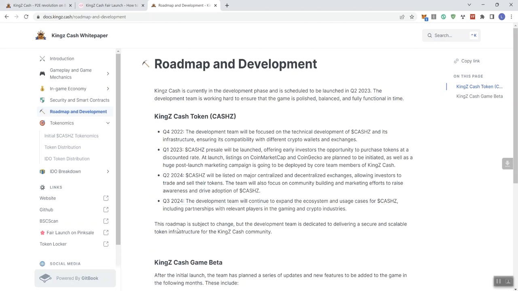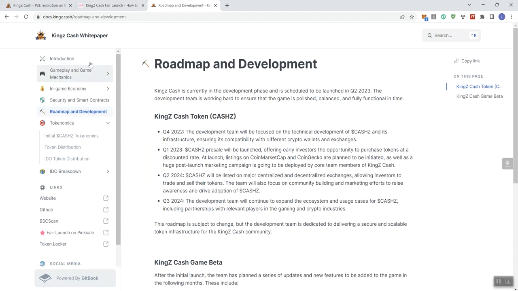They do indicate the roadmap is subject to change. I tend to think that roadmaps are fluid documents, and as long as teams are staying connected to them, they should adjust their roadmaps depending on the situation, as things do change through the life of any token. But the development team is dedicated to delivering a secure and scalable token infrastructure for the Kingz Cash community.